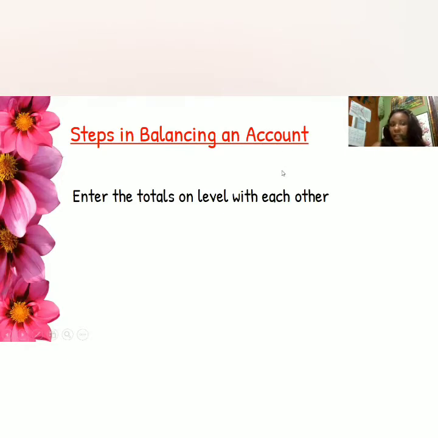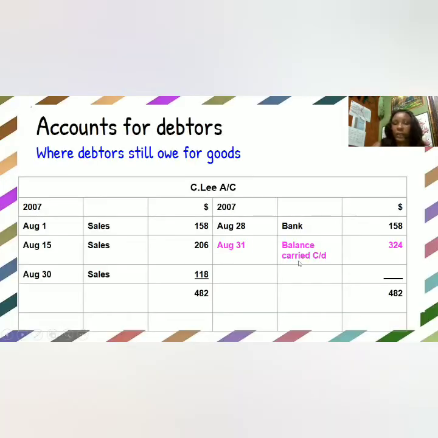Next step in balancing the account says you are to enter the totals on level with each other. So here we go. When we add the 158 and the new balance CD 324, we end up with a total of 482, and they must be on the same level beside each other. Not one up, one down, always. Your lines should be on the same level. Your totals at the bottom should be on the same level.